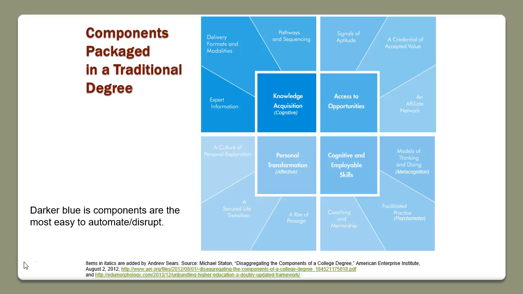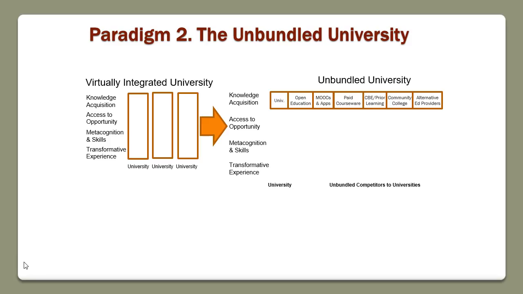He's saying is the hardest to disrupt. So I'm going to use that as a basic framework of talking about how the university can be unbundled. If you take the idea that each of those four domains, knowledge acquisition, access to opportunity, metacognition and skills, and transformative experience, could be broken up and modularized just like the PC industry is, then you can start to understand what's actually happening.